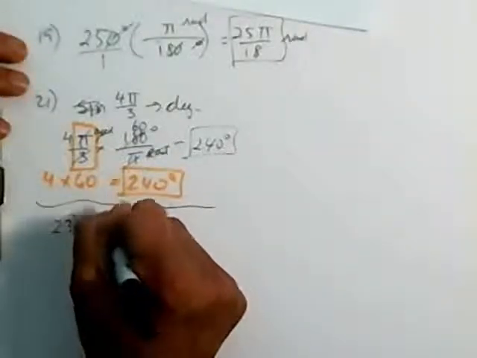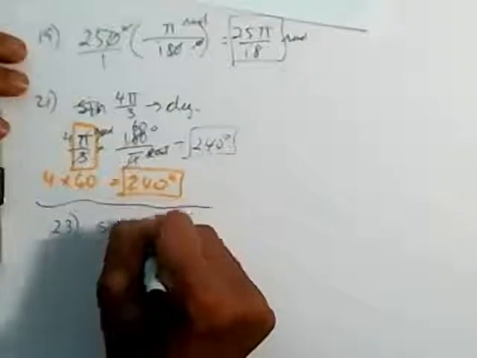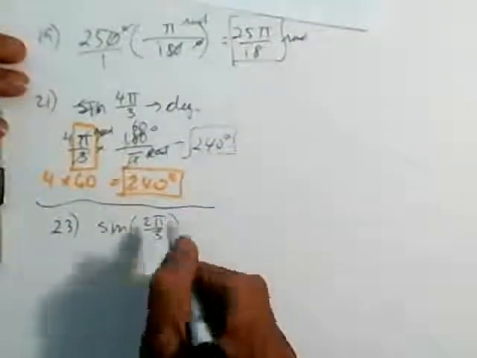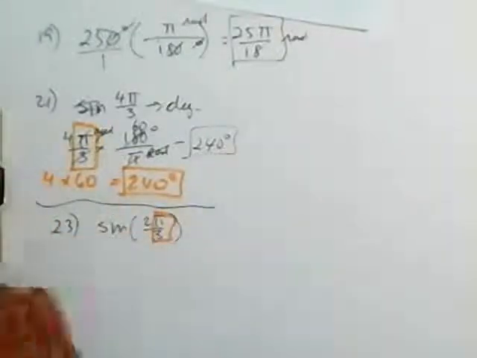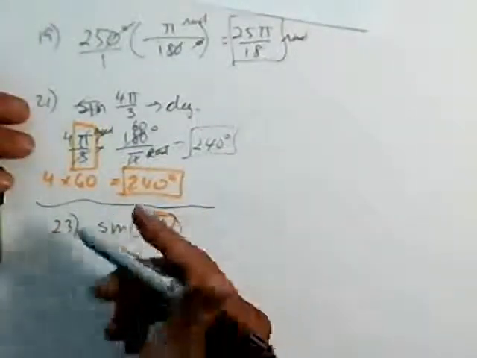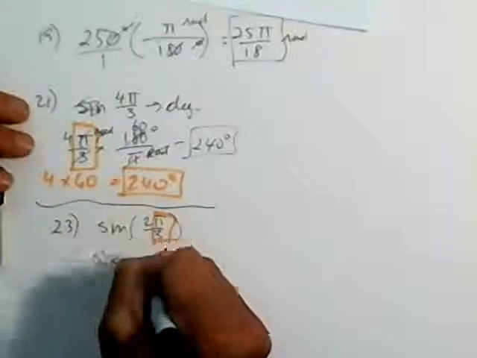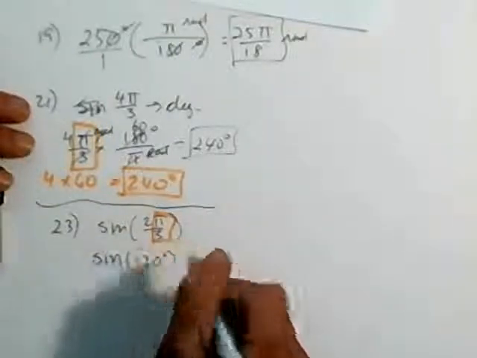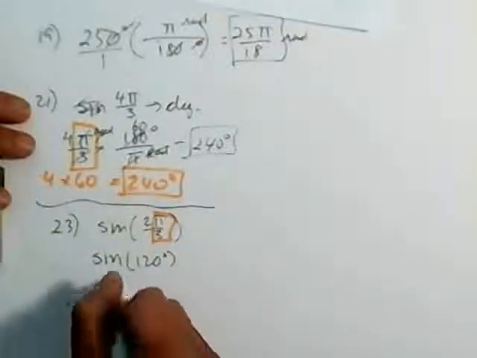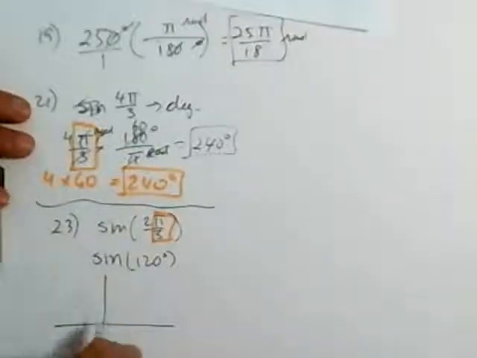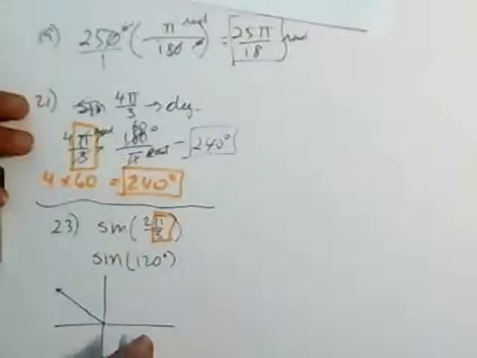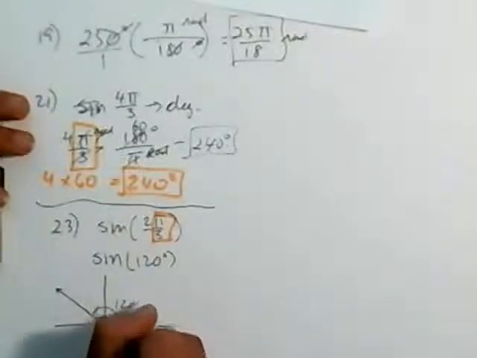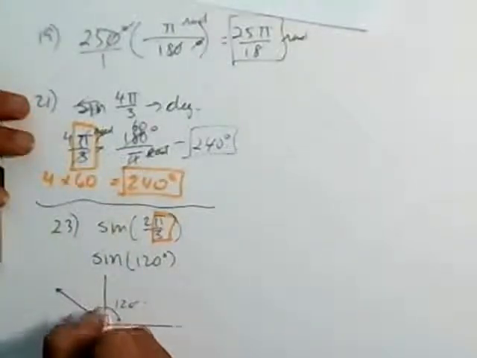23 says, what's the sine of 2 pi over 3? Well, obviously, I'm going to use my marker for this again. Pi over 3 is 60 degrees times 2. That becomes the sine of 120 degrees. And we use the same thing again here. We draw it out. It's in the second quadrant. It's going to radiate like this. That's 120 degrees. That's going to be 60 degrees.